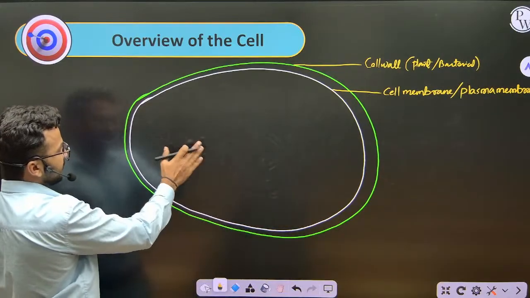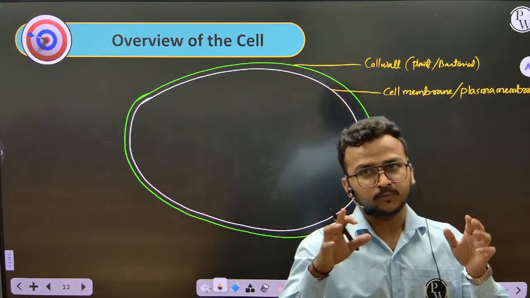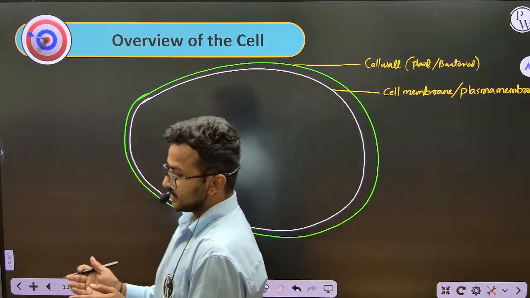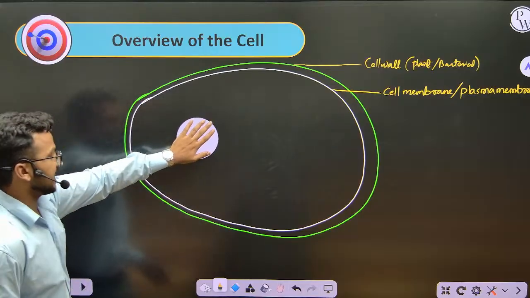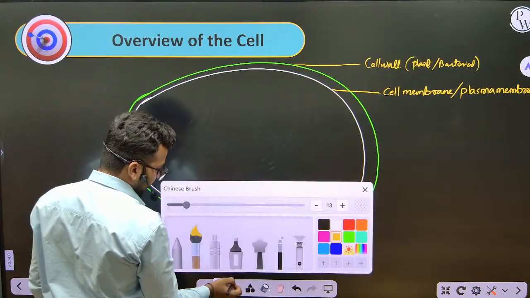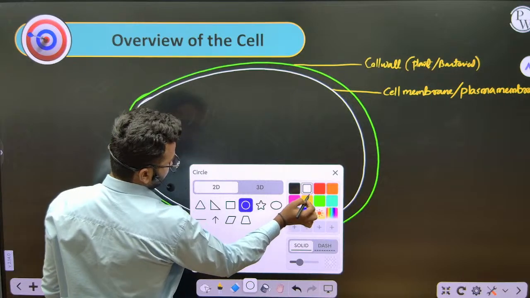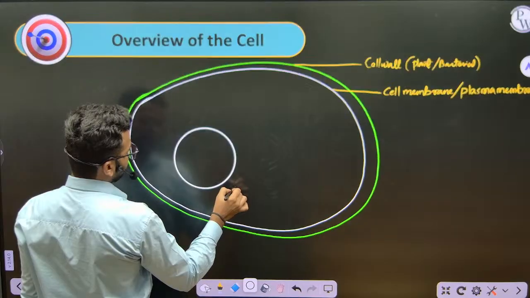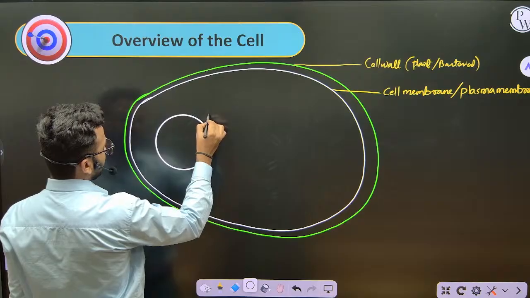And next, within this, when you studied the cell in your earlier classes, you might have come across that at the center of the cell there is a round structure. Within that you will see the brain of the cell. What do we call the brain of the cell? It is the nucleus.